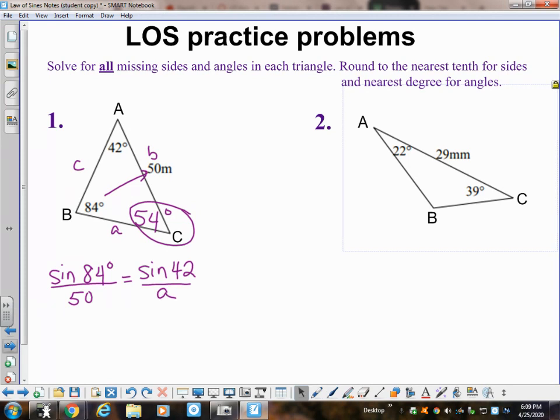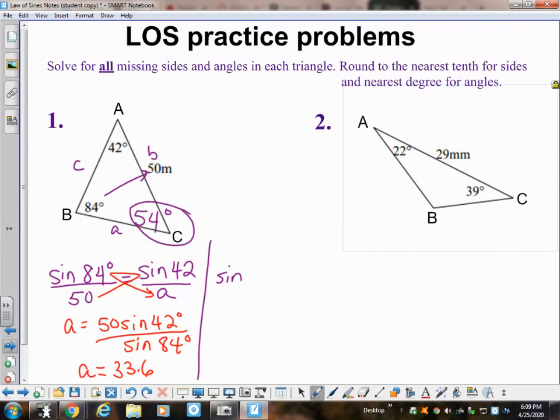Okay, I'm going to do my cross multiplying. So to get little a, I'm plugging in 50 times sine of 42 degrees over sine of 84 degrees. Plug it in, and I end up getting for a 33.6. Okay, then I'm going to use the same setup of the sine of 84 degrees over 50.